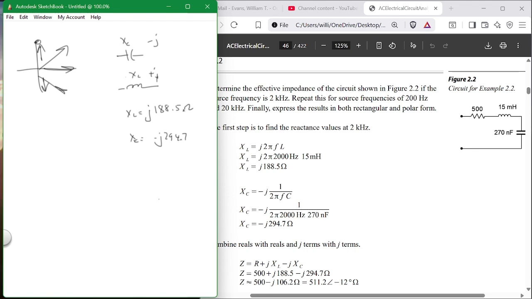All right, so the resistance in series is what? 500 plus J, what?